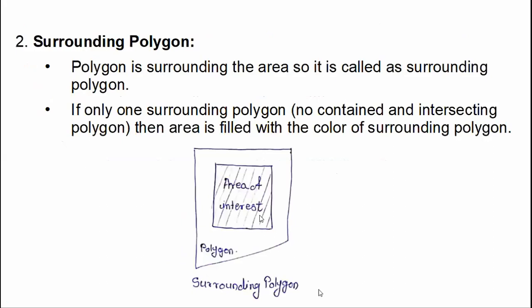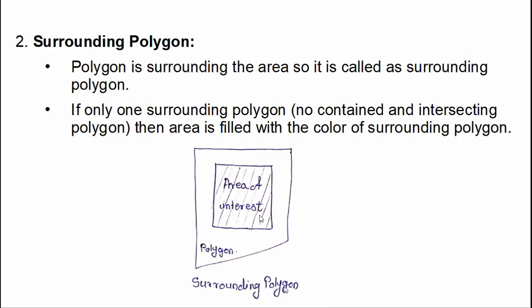Second is what? Surrounding polygon. As the name suggests, your area of interest is surrounded by a big polygon over it. So the polygon is surrounding the area, and that's why it is called the surrounding polygon. Now, if there is only one surrounding polygon, that is, no contained and intersecting polygon, these two terms we are going to see in the next slides, then that area is filled with the color of the surrounding polygon.